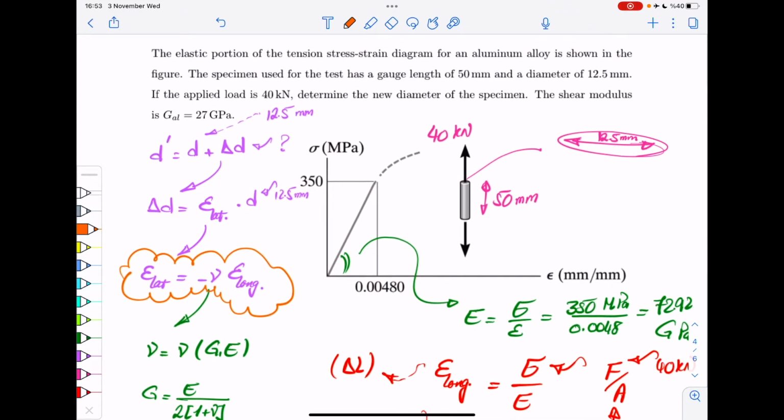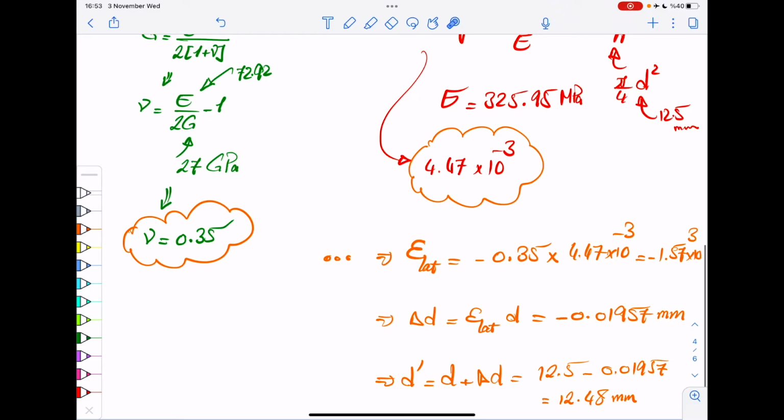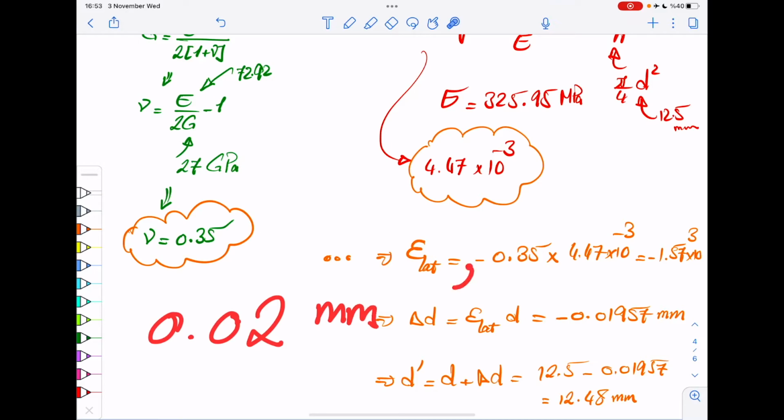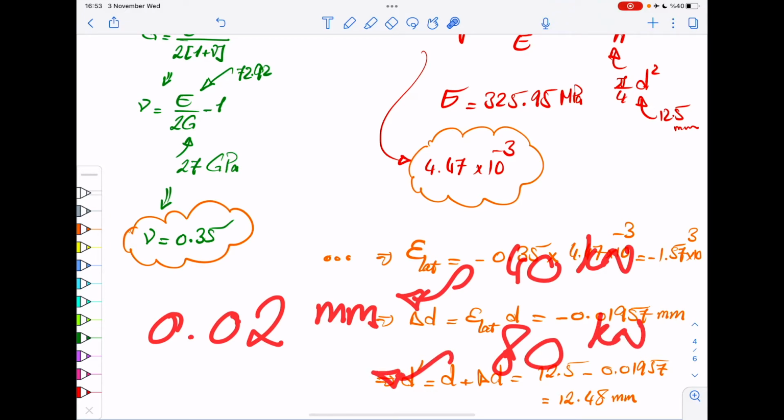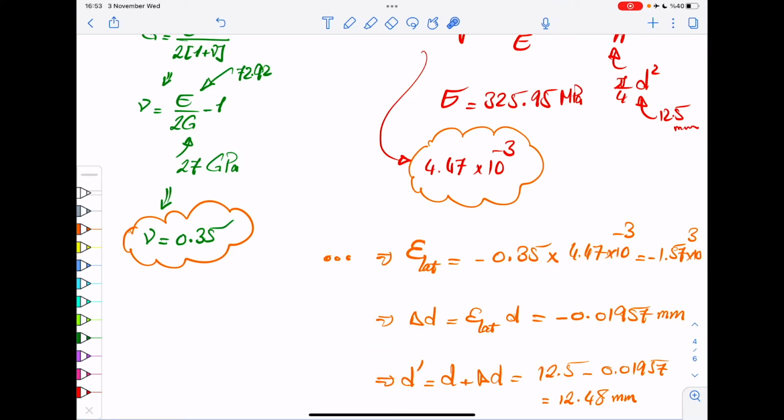What do you think if I apply 80 kilonewton instead of 40 kilonewton? So I double the force. What do you think will happen to this? So let's say here we have a shortening or reduction of 0.02 millimeters for 40 kilonewton. If we have 80 kilonewton, do we get twice that, or do we get more or less? Is the relationship linear or quadratic?